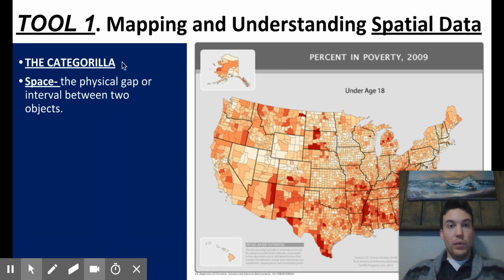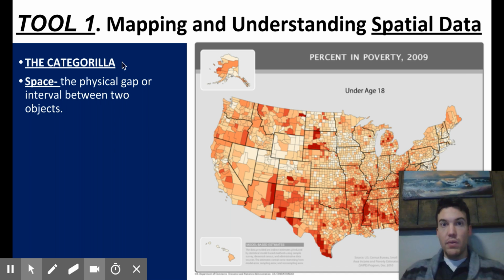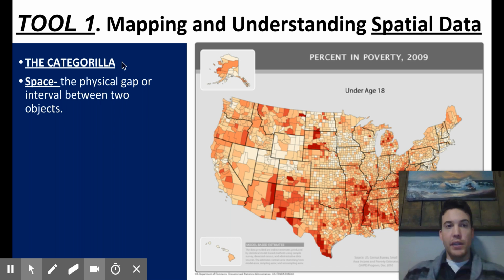However, you do need to know what space is. I said spatial data and I referenced space, and I hope you weren't thinking like, yeah, man, like outer space. No. We're thinking space, which is literally the physical gap or interval between two things, the space between them. That's all it is. When we talk about space in geography, we're talking about area.